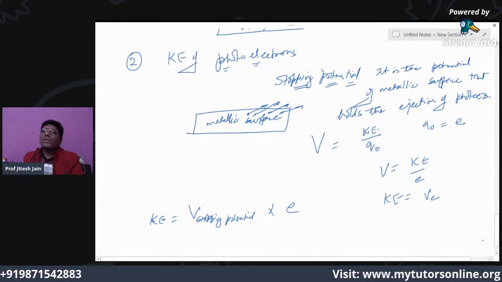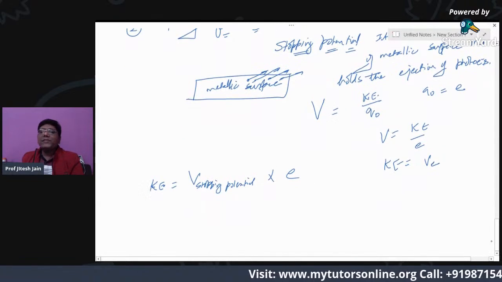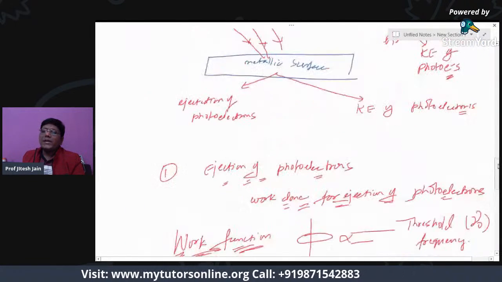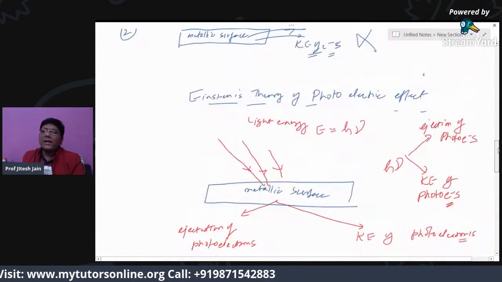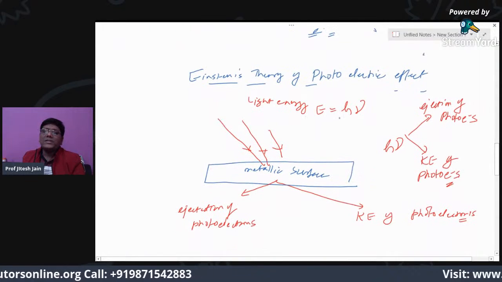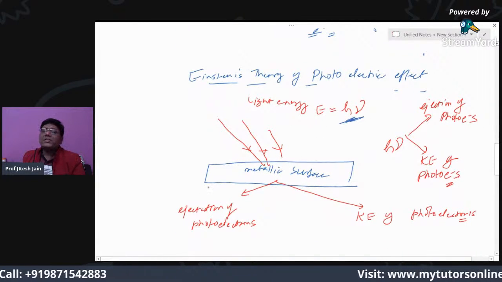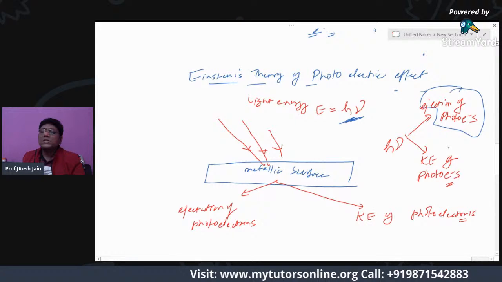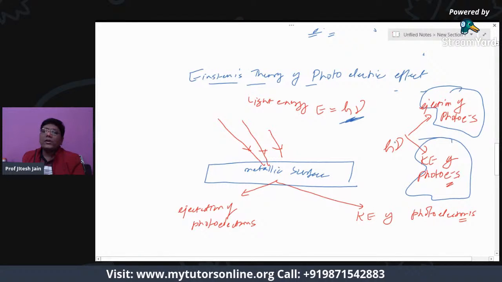This is the formula. Now I will write Einstein's equation based on this theory, whatever we have done, right? Einstein explained that the entire energy which is received on the metallic surface will be divided into two parts. One is the ejection of the photoelectrons, the other is the kinetic energy of the photoelectrons.